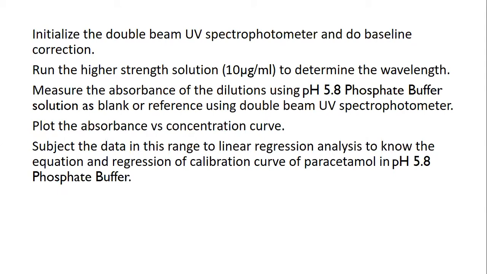Measure the absorbance of the dilutions using pH 5.8 phosphate buffer solution as blank or reference using the double beam UV spectrophotometer. Plot the absorbance versus concentration curve once we get the absorbance readings, and subject the data in this range to linear regression analysis to know the equation and regression of the calibration curve of paracetamol in pH 5.8 phosphate buffer.